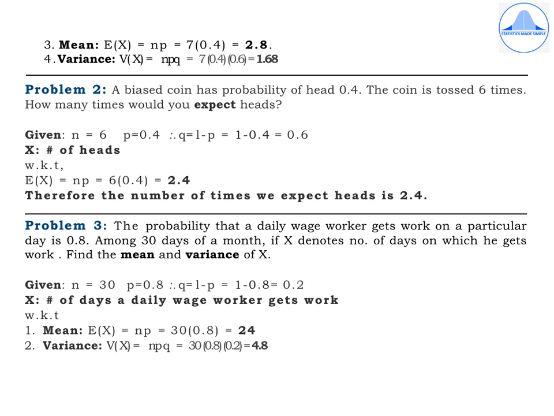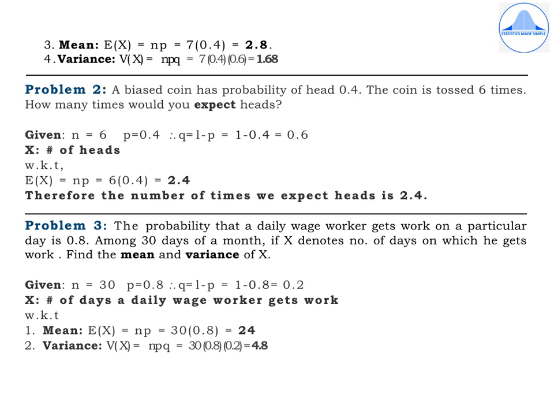The next step is to define capital X, which is a binomial variate, which always stands for number of successes. And here success is defined in the problem as getting a head. So our X will be defined as number of heads. Then write the formula for E of x, which is equal to np. So 6 into 0.4 is equal to 2.4. Therefore, the number of times we expect heads is 2.4.